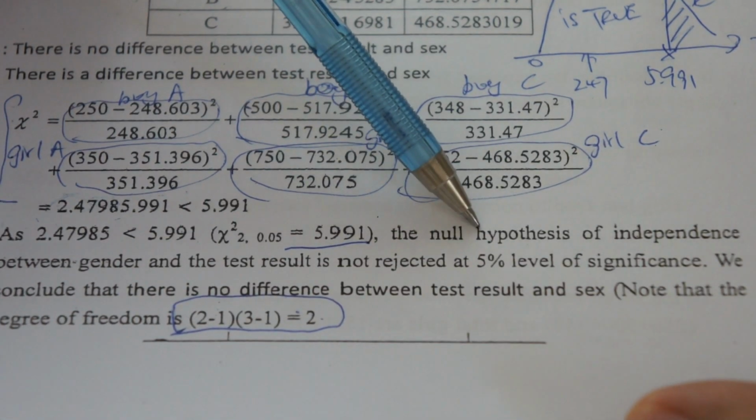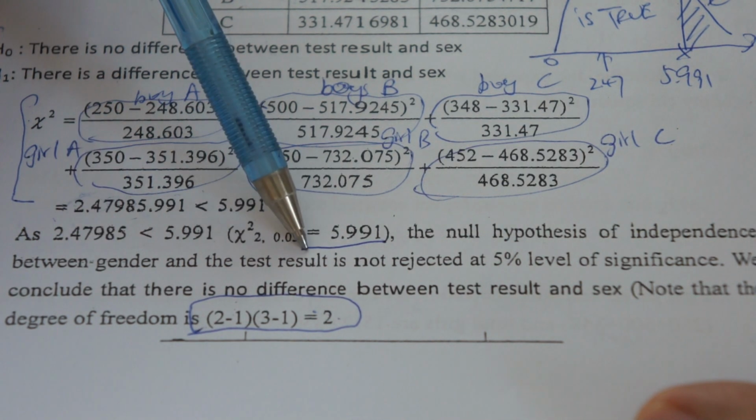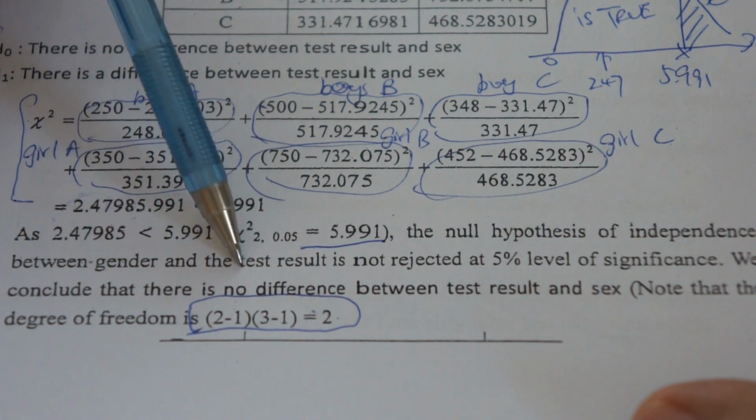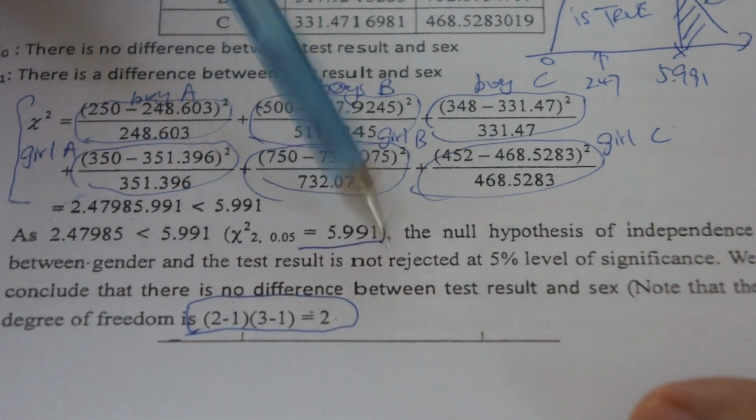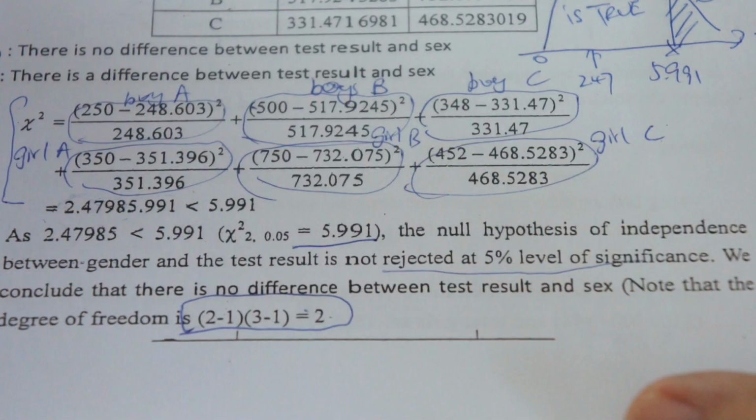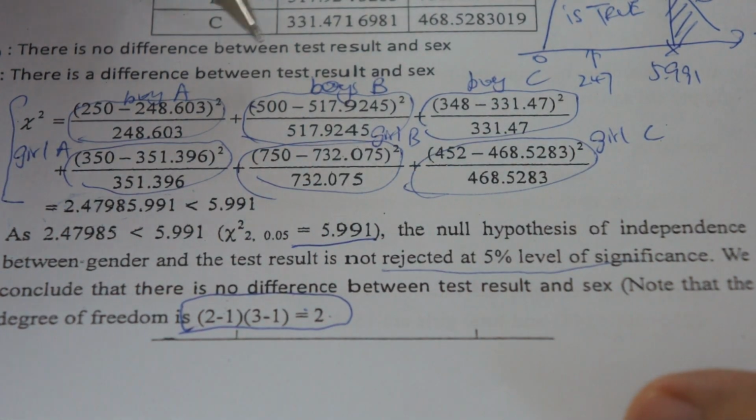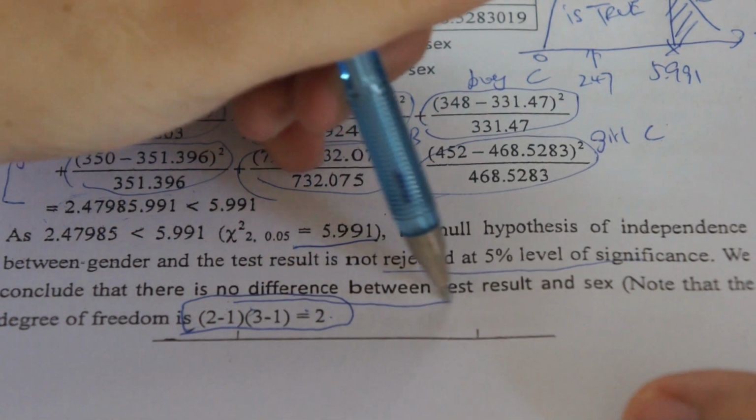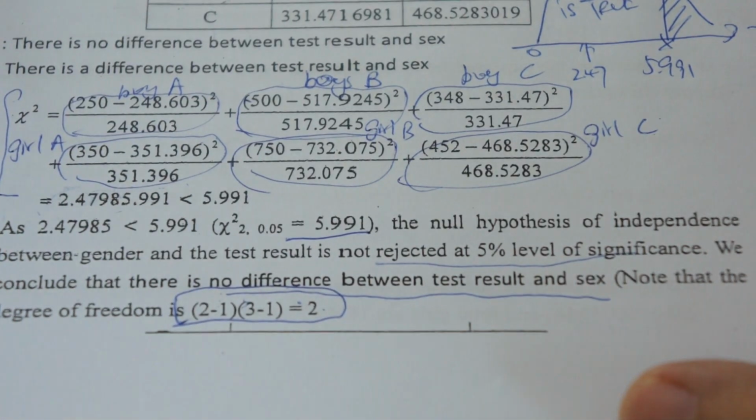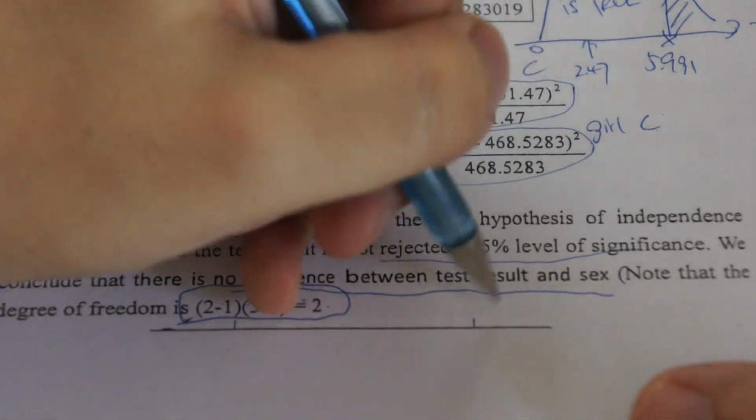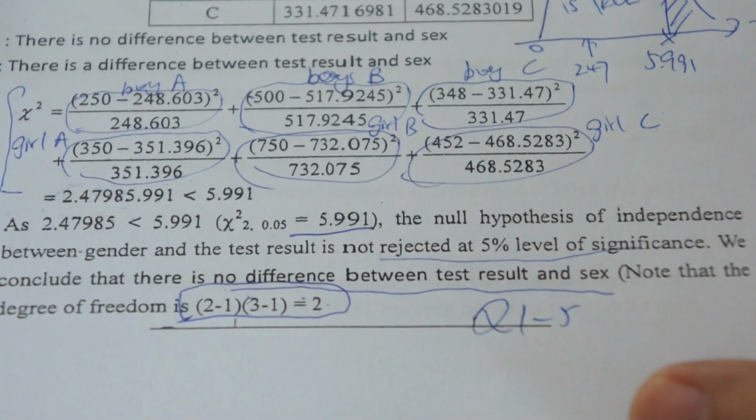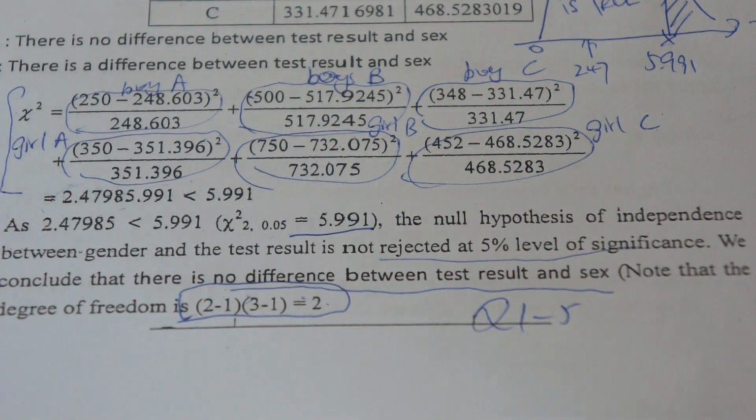So at the end, the null hypothesis for the sex and the test result is not rejected at the 5% level of significance. If it is not rejected, we cannot say there is any difference between the performance of test result and the sex. Okay, and then you can try yourself activities 1 to 5, because the answers have been attached already to you as well. So please try it.